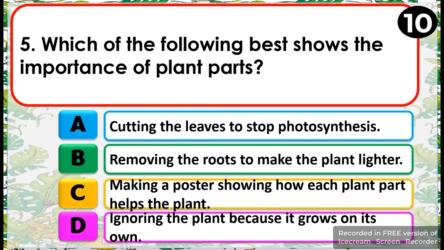Number 5. Which of the following best shows the importance of plant parts? A. Cutting the leaves to stop photosynthesis. B. Removing the roots to make the plants lighter. C. Making a poster showing how each plant part helps the plant. D. Ignoring the plants because they grow on their own.